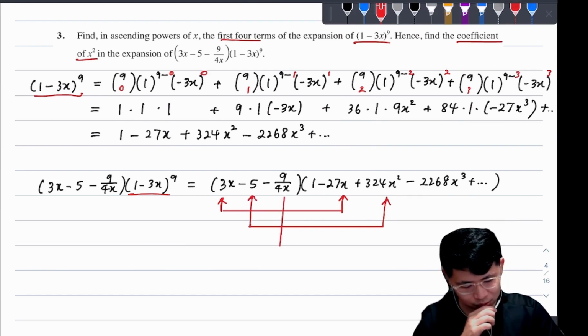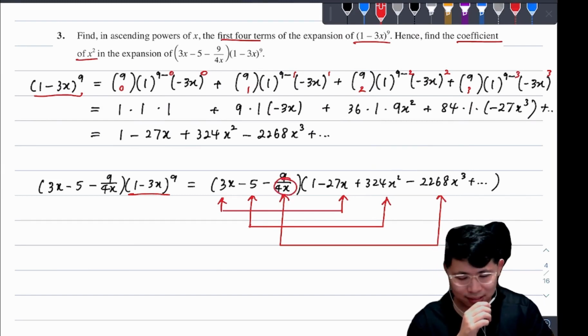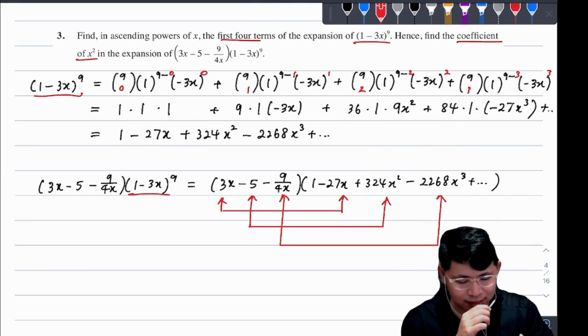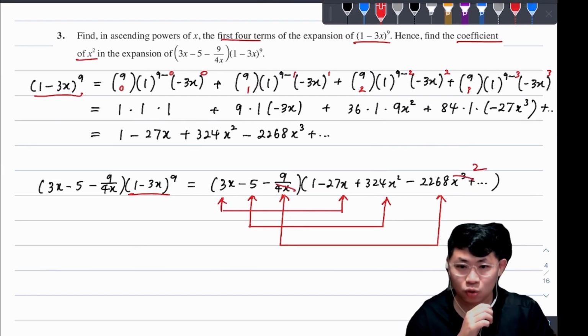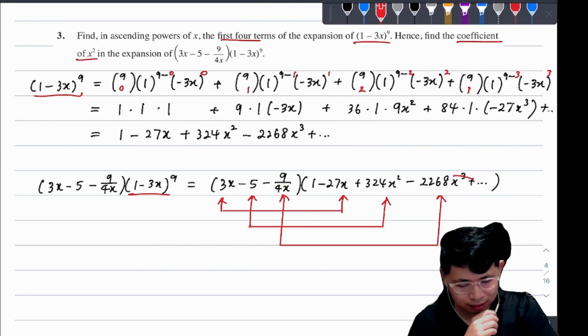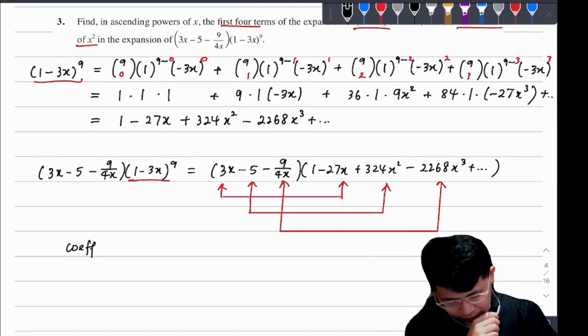Now my third x squared term will be over here. The third x squared term will be a bit fresh. Why did I choose an x cubed term? Over here, do you see this? Divided by x. So 9 over 4x times 2268x cubed, this and this will cancel, and it becomes x squared. So this is what we'll be aiming for. Do we need to write everything out? Don't need to.